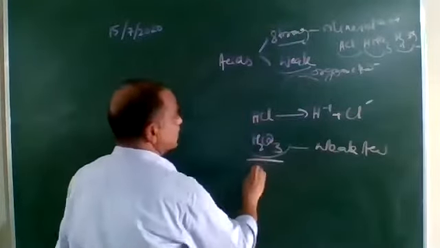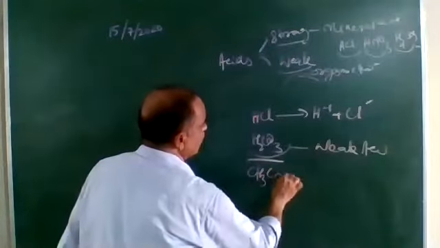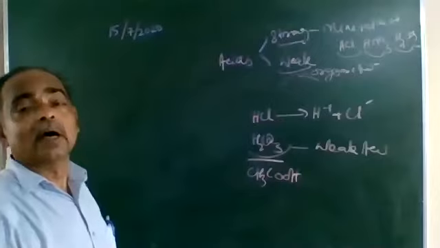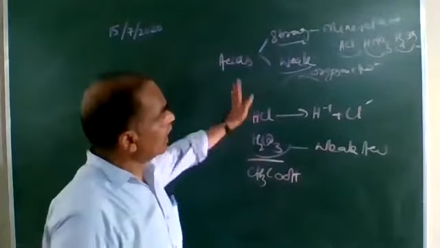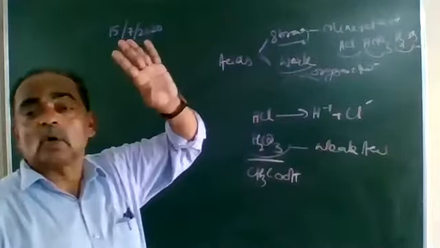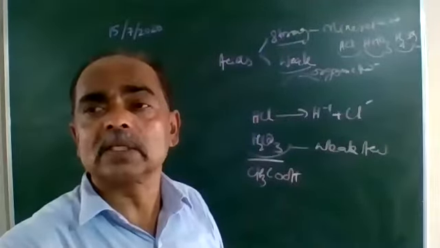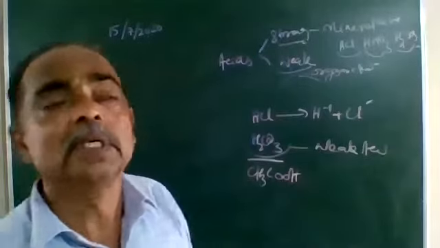So weak acids like this, we can take CH3COOH, that is vinegar, acetic acid, lactic acid, citric acid, and all organic acids are weak, and these are strong acids. So strong acids are those which dissociate completely into their ions, and weak acids are those which dissociate partially.